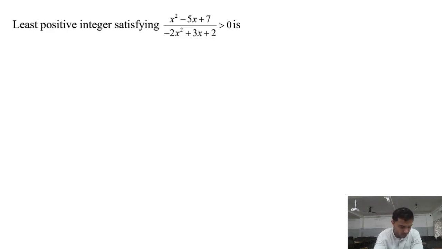Yes. One more question for the practice purpose. If you are finding it is fast, you can just reduce the speed, or else you can pause the question and solve by yourself. Right? Okay. Next, we are having x square minus 5x plus 7.